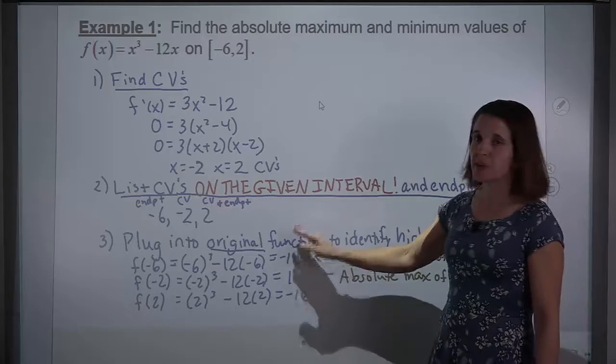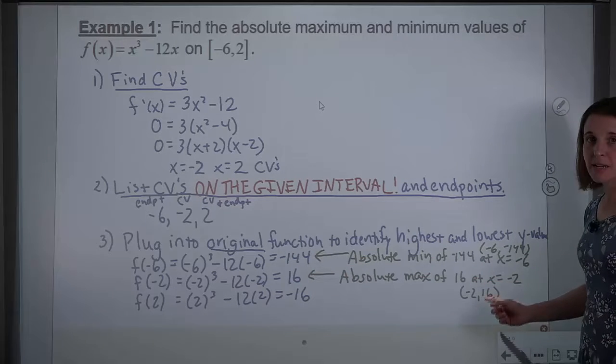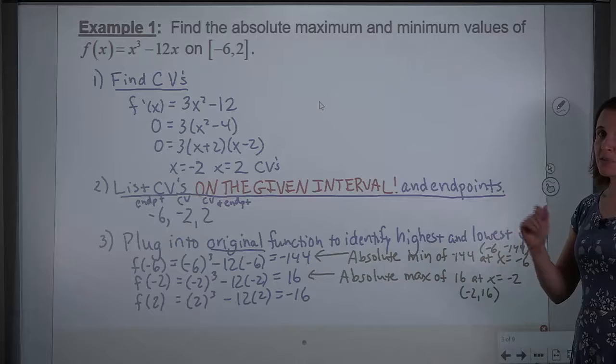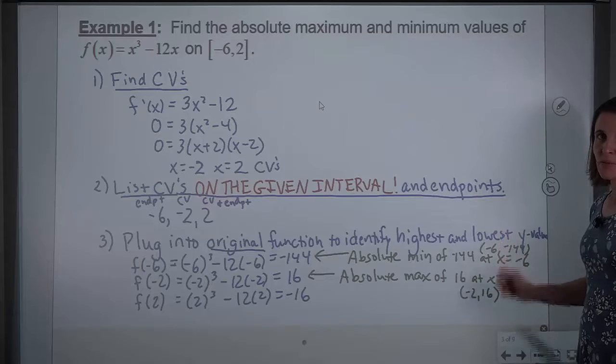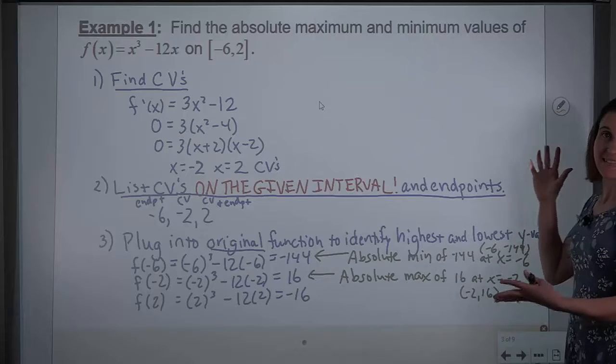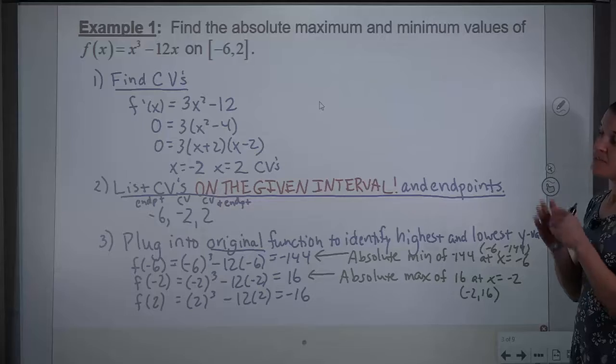And then the highest number we got when we plugged in was 16. That's my absolute max. I could list it as an ordered pair, (-2, 16). Or I could say I have an absolute max of 16 because a max or a min is a y value, and that it happens when or at x equals -2. That is it. That's the whole problem. They really are that easy if you make them.